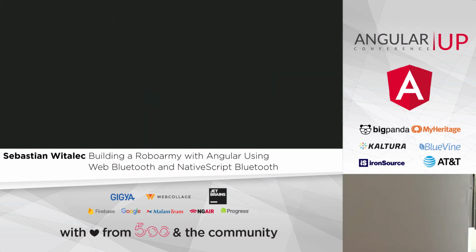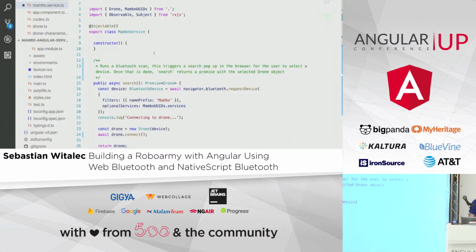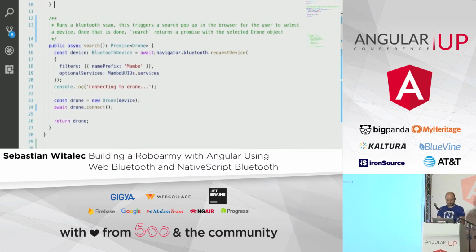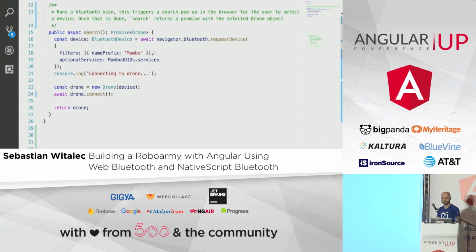Let the fun begin. So, showing you very quickly how to use the service. I hope you guys can see it. At the beginning, when I'm trying to request a device, I'm just calling navigator.bluetooth.requestDevice, passing Mambo as a filter and the Mambo UUID for the services that I want. And when I'm done, I'm just creating this drone object, which you can use later on to communicate.